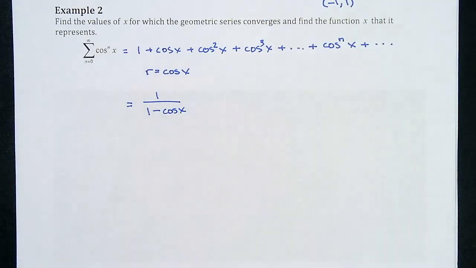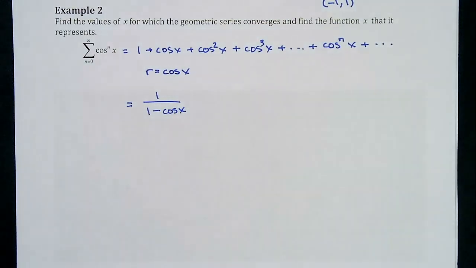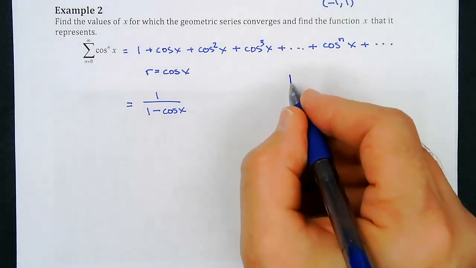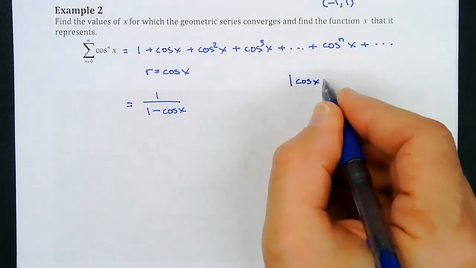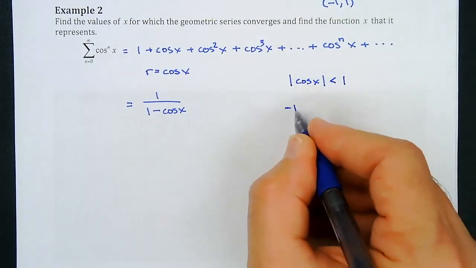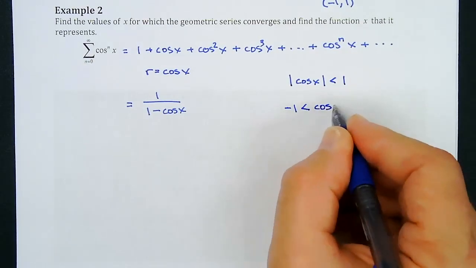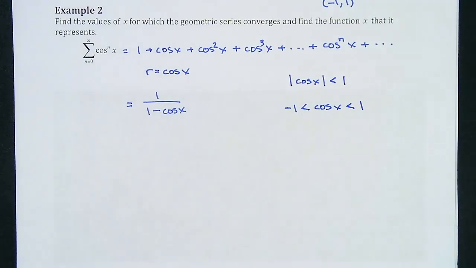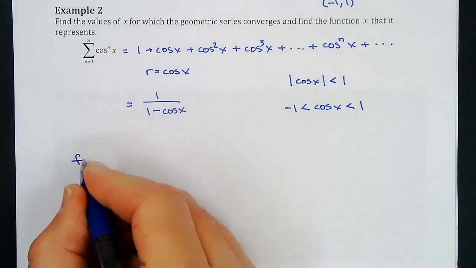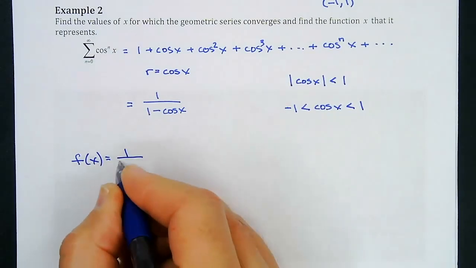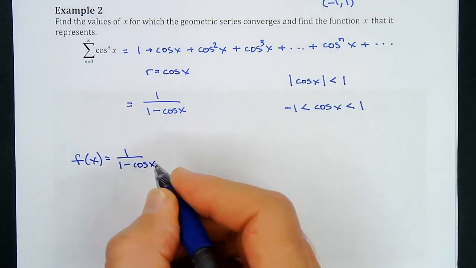So now what's our interval of convergence, because that's what we're talking about here? Our r is cosine x, so this is only going to work when the absolute value of cosine of x is less than 1. That means -1 is less than cosine of x, which is less than 1. All right, so what we have now is a new function: f of x is equal to 1 over 1 minus cosine of x.